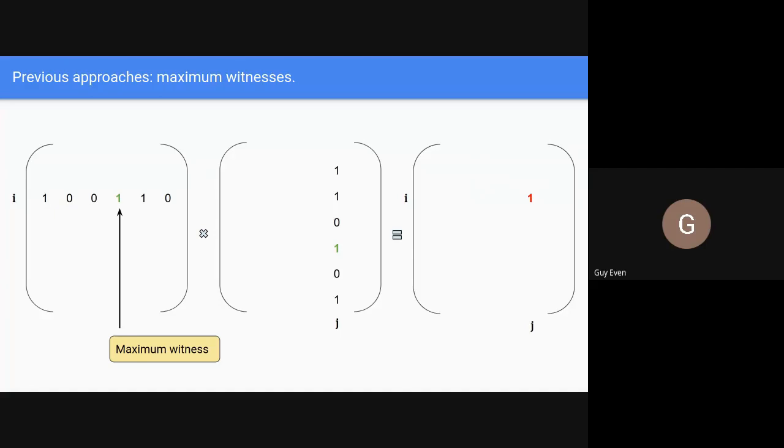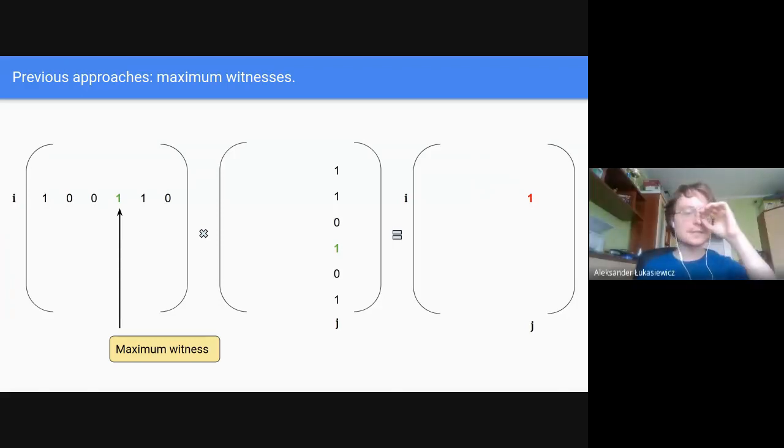I have a question. Is this matrix multiplication or Boolean, and you do an OR? This is Boolean matrix multiplication. So the multiplication is AND, and summation is OR.